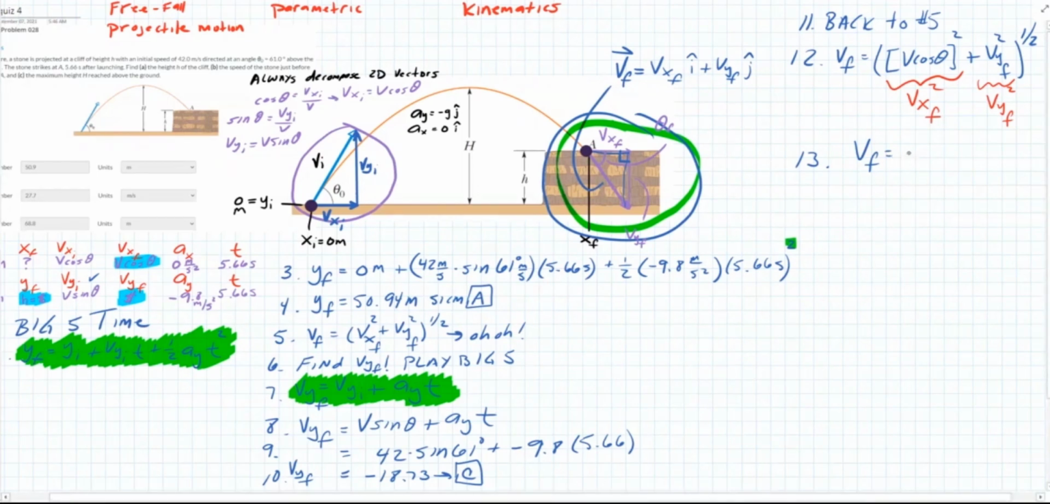27.6. That is the answer to part B. Done with part A, done with part B. That is part B, sitting right there.